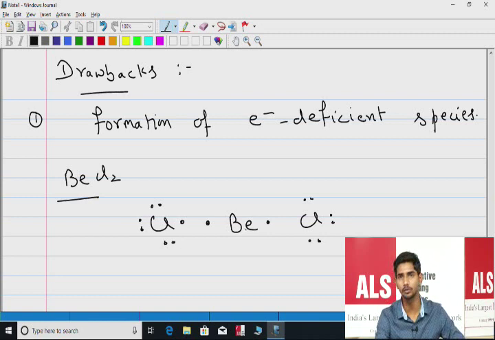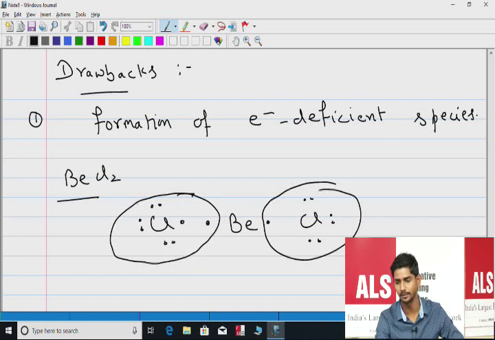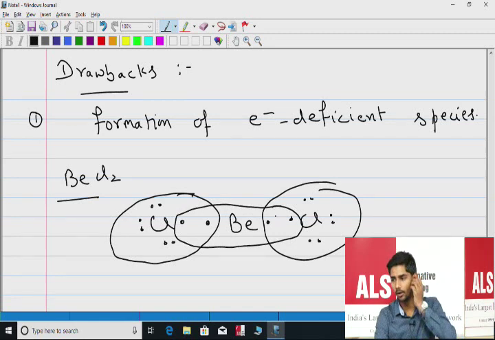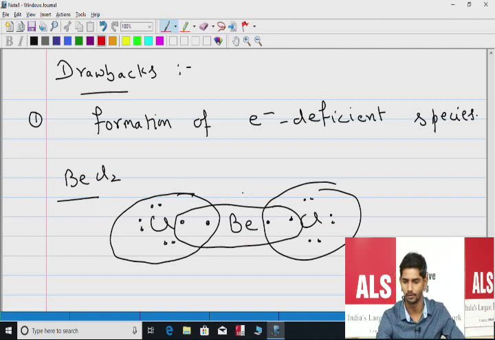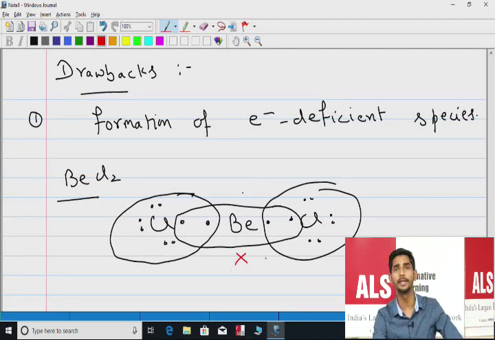See, beryllium has 2 valence electrons. Now, if I complete the octet of chlorine, it is absolutely right. But if I try to complete the octet of beryllium, it will always get only 4 electrons. So the octet of beryllium is not completed over here. According to this theory, this compound shouldn't exist, but yes, this compound exists.